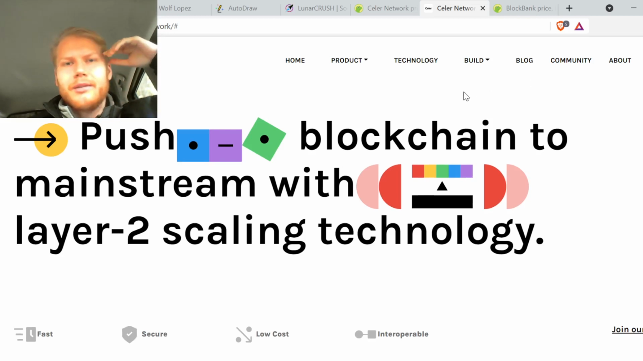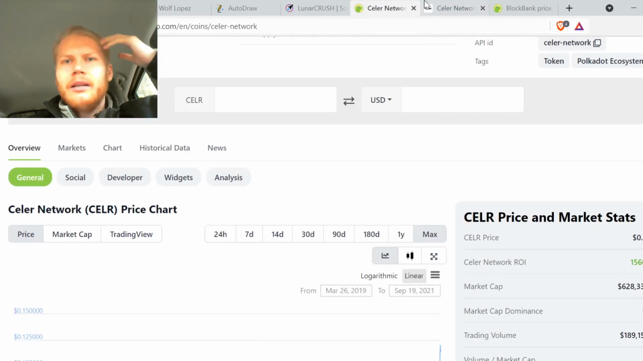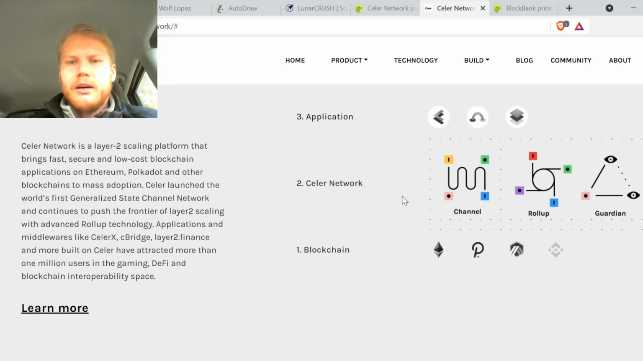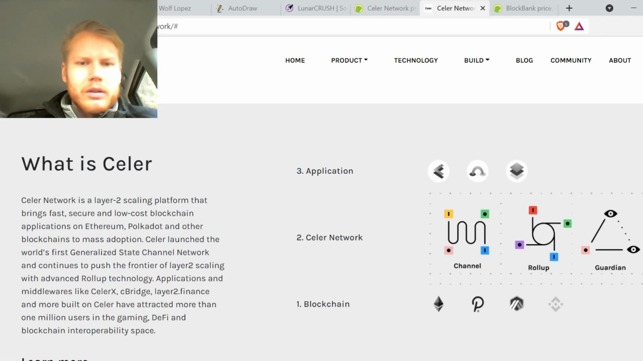This is not my piece of cake because I just don't see the point yet. Layer two solutions are a lot easier to make than layer one, like a lot easier. If you look, there's tons of layer two solutions, and I'm not picking on Celer Network or anything. I'm just saying this because I want people to know this stuff too.